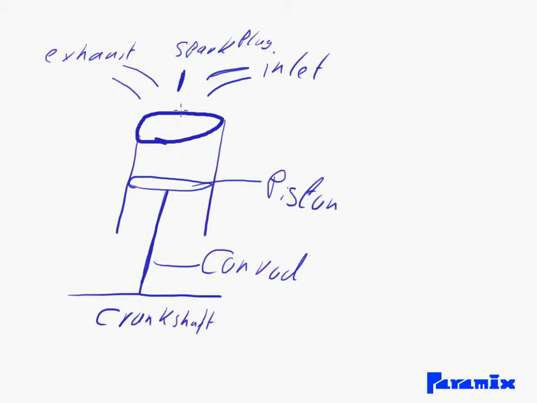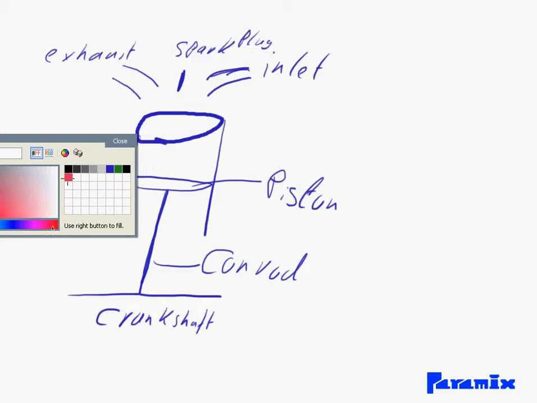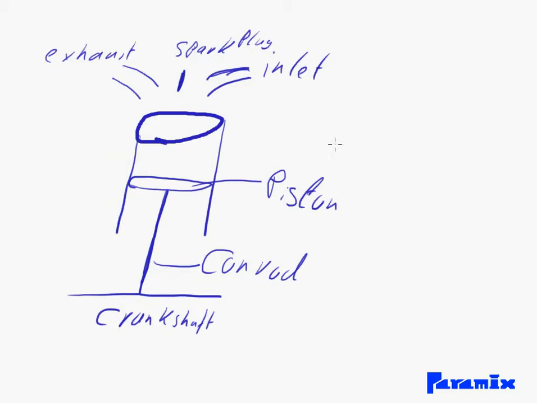All right. So how an engine works is the following. Through the inlet, you get a mix of fuel and air. Fuel plus air. And that gets, you see, the piston goes down and sucks in that mixture of fuel and air. So when the piston goes up again, it compresses that mixture.